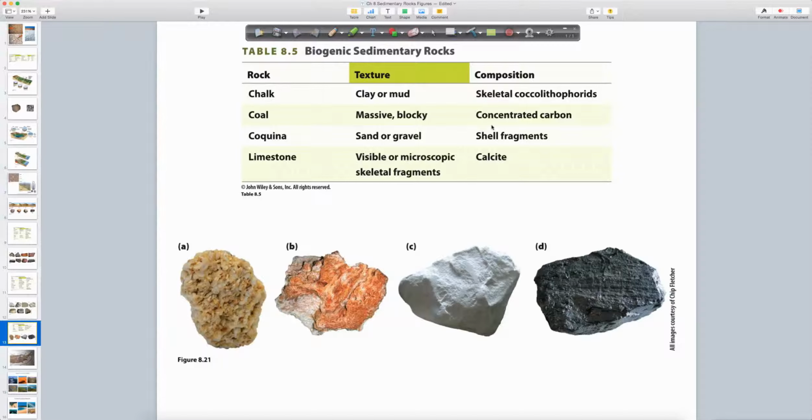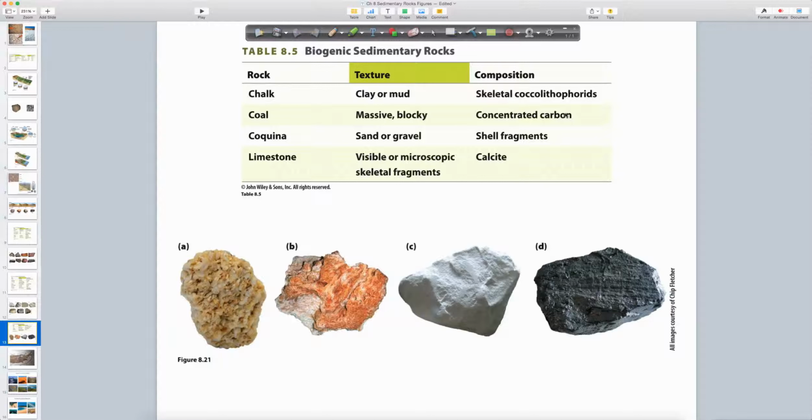Coal is concentrated carbon. It's made out of dead plant remains that have undergone extreme pressures. Your textbook has 2 pages on how coal has formed. It's not super complicated. It's all based on heat and pressure. So I recommend reading those 2 pages in your textbook.